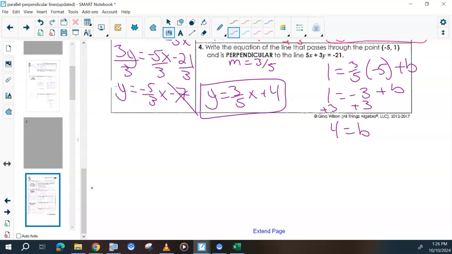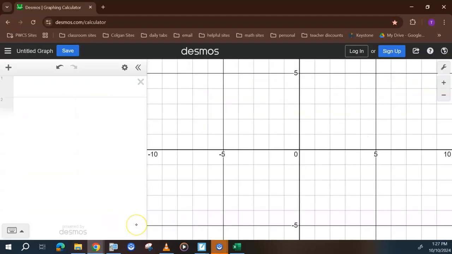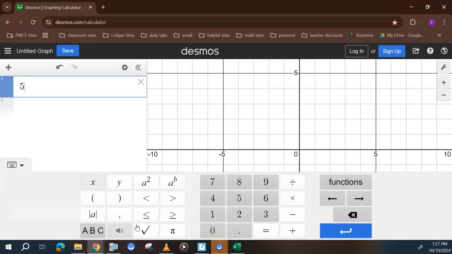Now, while you're practicing the Delta Math, you could be doing this on Desmos. Make sure you still know how to do this, but I'll show you how you can practice this in Desmos. So if you want to try this as I'm doing it, you can do that. I'm going to use the last example. So first, I'm going to put in the equation that we were given, 5x plus 3y equals negative 21.